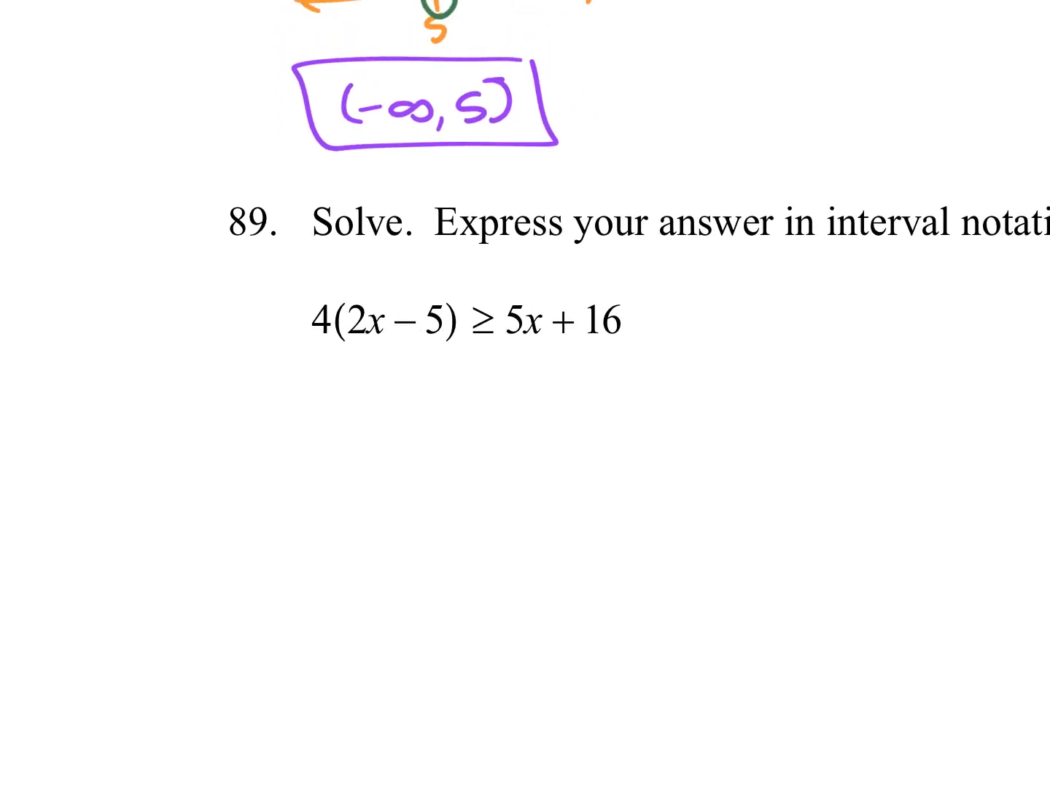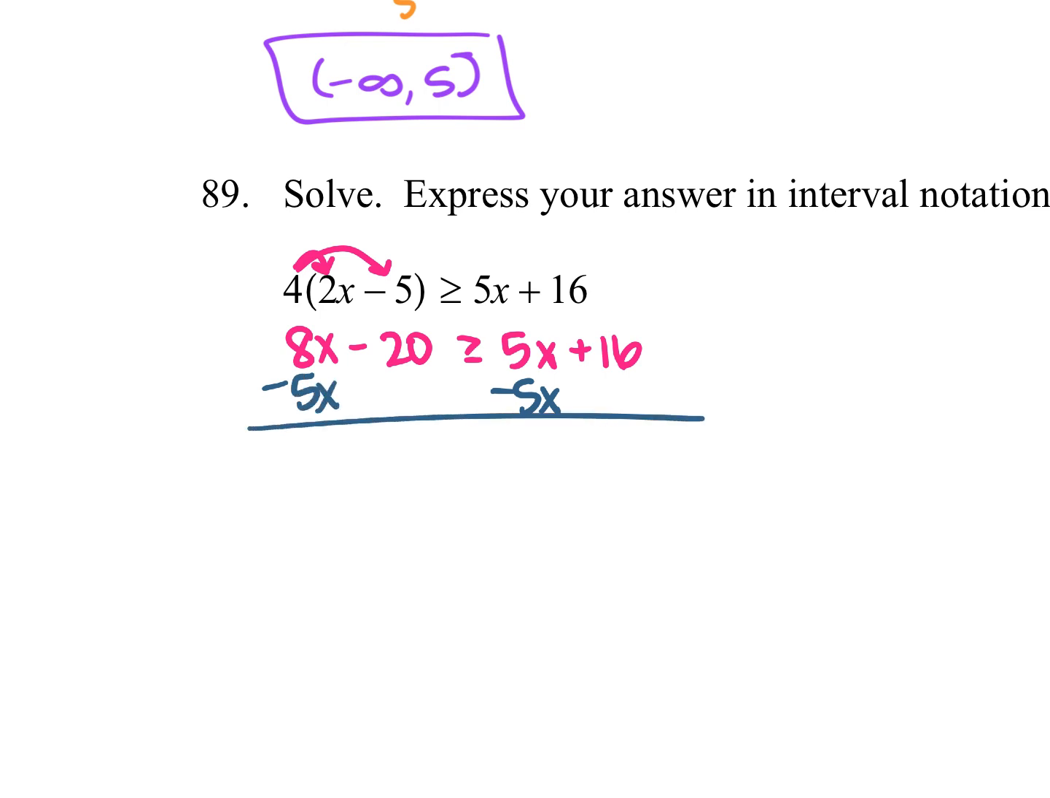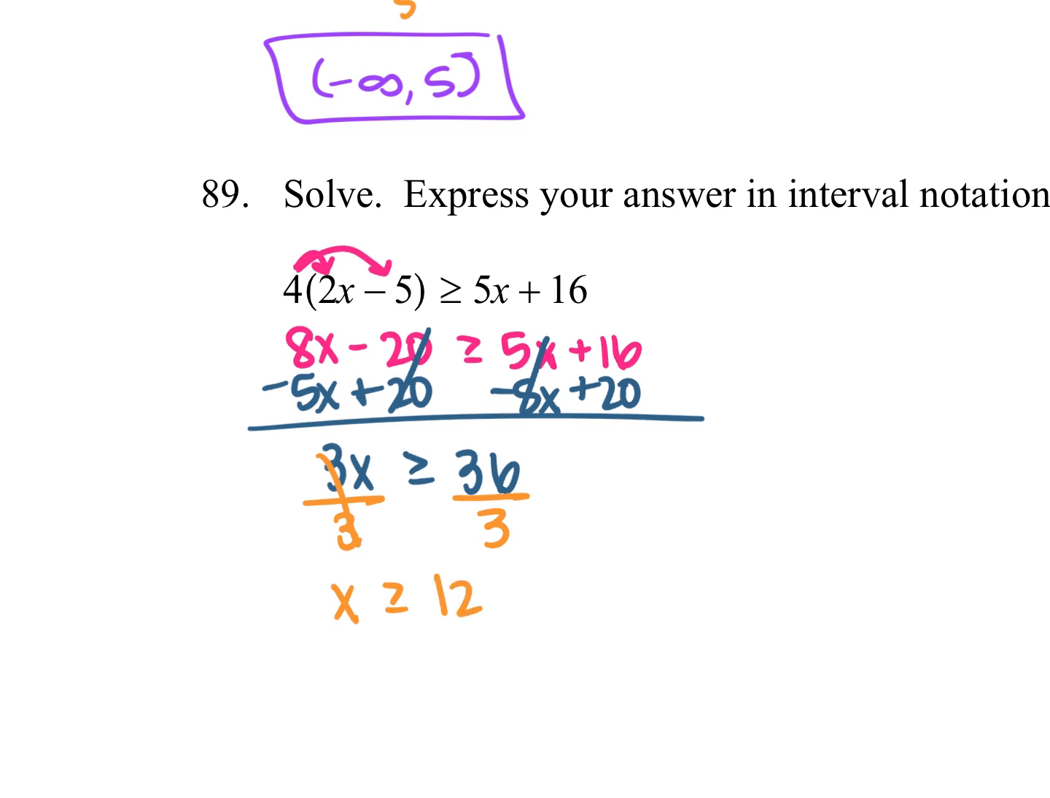For 89, you're solving 4 times 2x minus 5 is greater than or equal to 5x plus 16. Distribute your 4 first. That's 8x minus 20 is greater than or equal to 5x plus 16. I'm going to move the 5x over first, so I'm going to subtract it from both sides. I'm also moving the 20 over by adding it to both sides. So that gives us 3x is greater than or equal to 36. Divide each side by the 3, and you get that x is greater than or equal to 12.